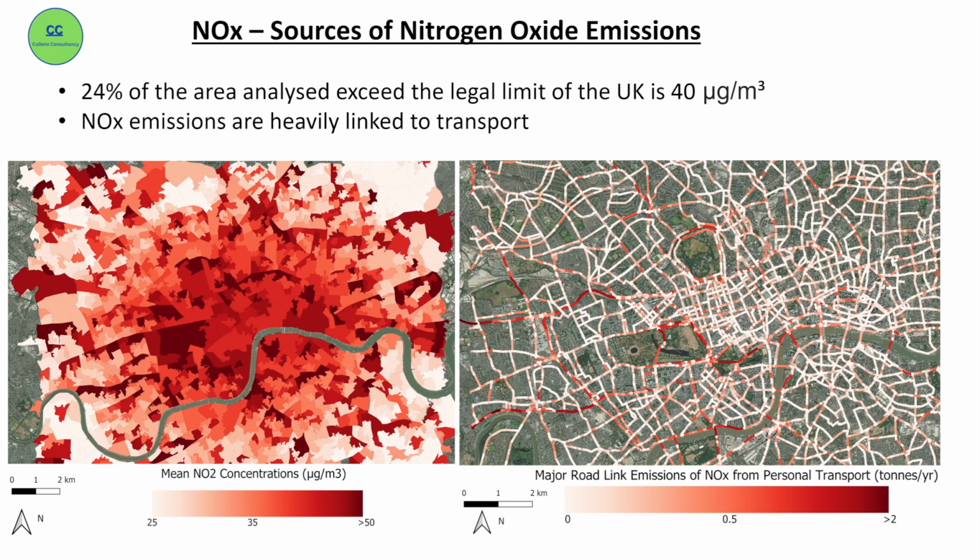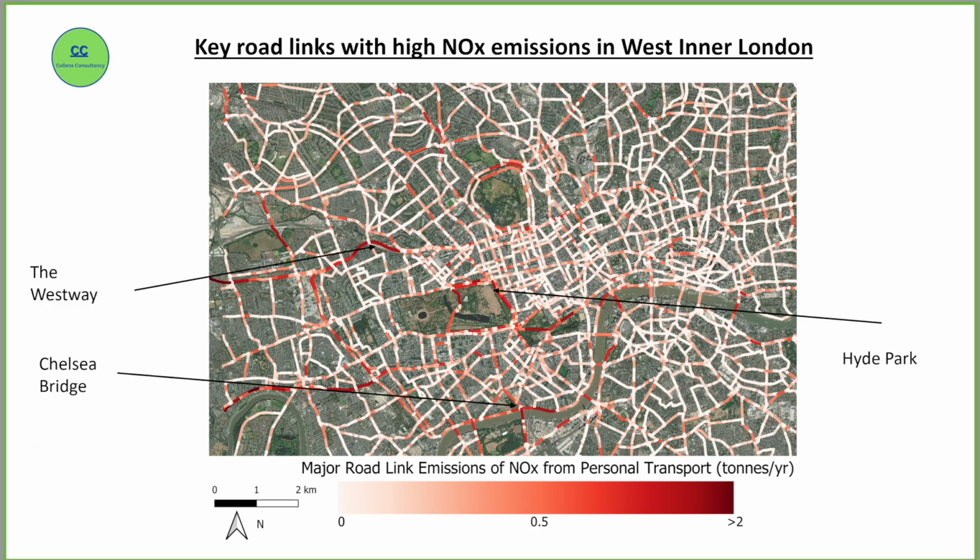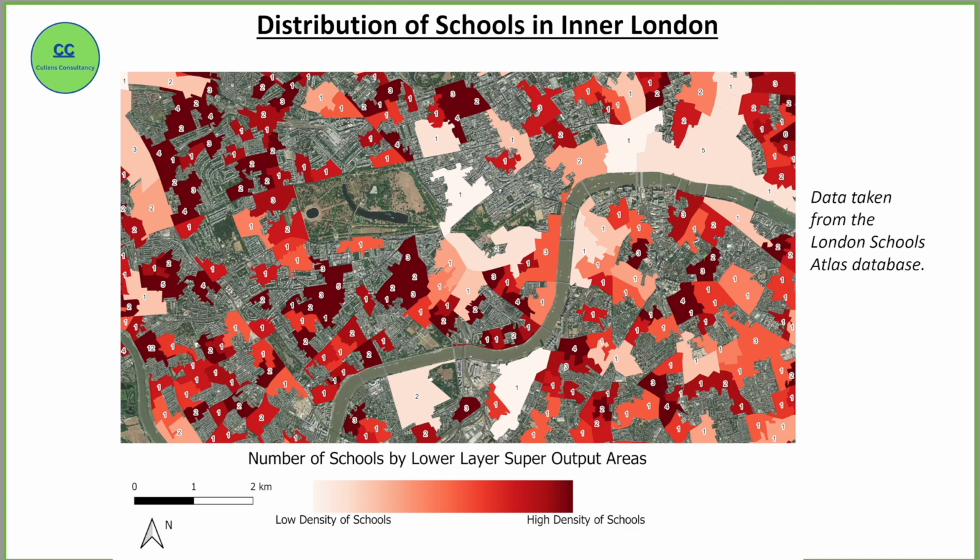Nitrogen oxide emissions, on the other hand, are heavily linked to transport, with 24% of the area analysed in London exceeding the legal limit in the UK. Areas such as Hyde Park, the Westway, and bridges such as Chelsea Bridge in West London are areas where emissions released by personal transport, which includes cars, motorcycles and taxis, are highest. Furthermore, these three areas show some of the highest density of schools in inner London.